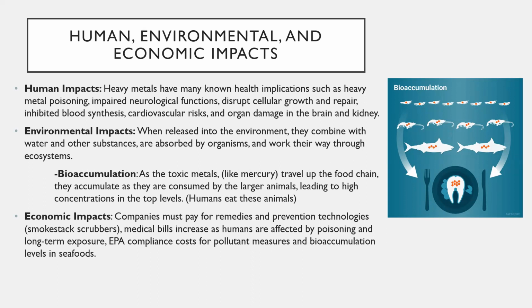Some environmental impacts: when released into the environment, they combine with water and other substances and are absorbed, and they work their way through our ecosystems. They do that through bioaccumulation, where toxic metals like mercury travel up the food chain, accumulate, and are consumed by larger animals, leading to high concentrations in the top levels, which is how humans end up absorbing this mercury.